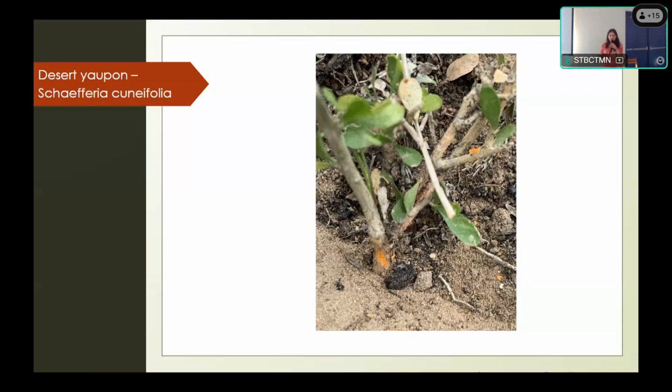I would see the plant out in the field and I would say, I think that's a desert yaupon, but I'm not sure. Let me scrape the trunk just to make sure. And sure enough, every time it was orange. And I have no idea what causes that. I haven't read about it anywhere, but I thought that was really cool.